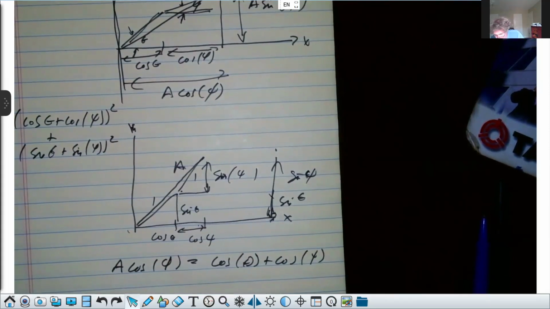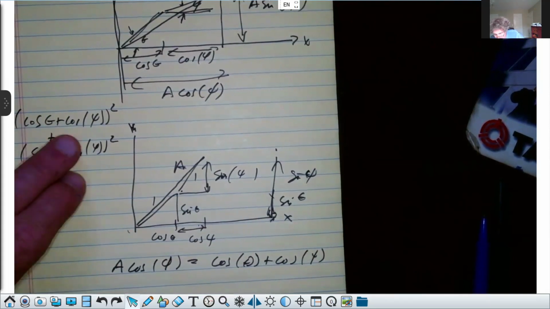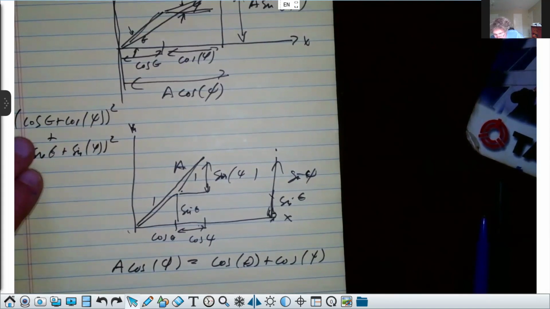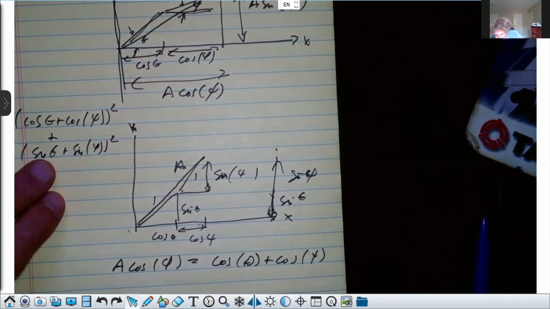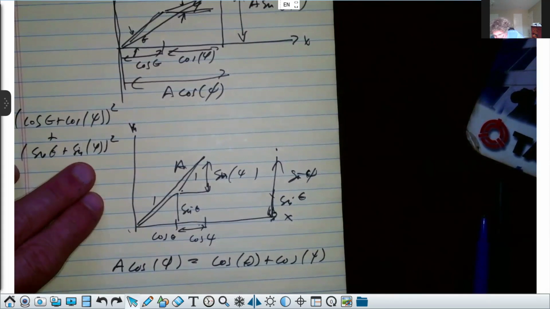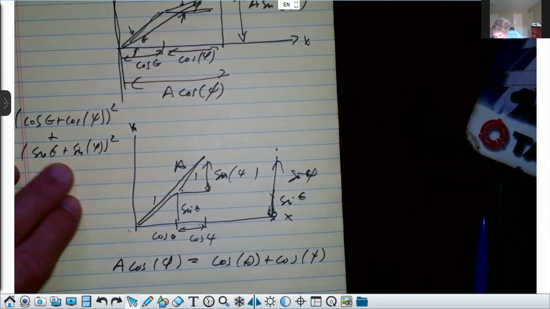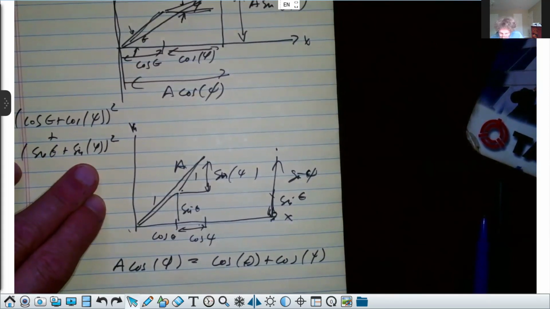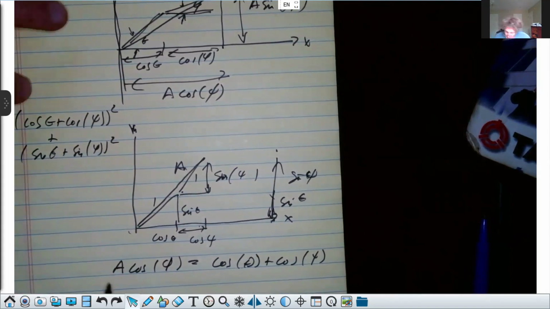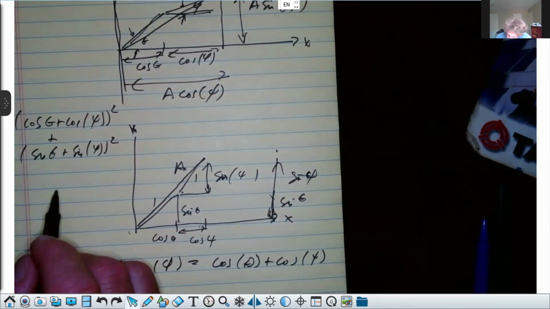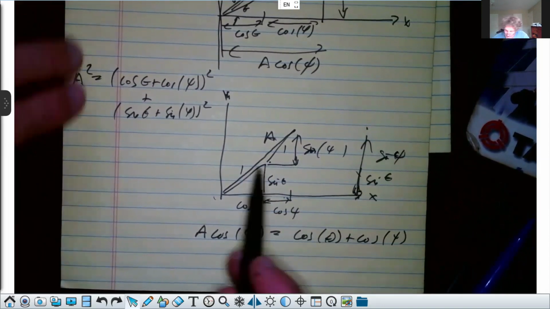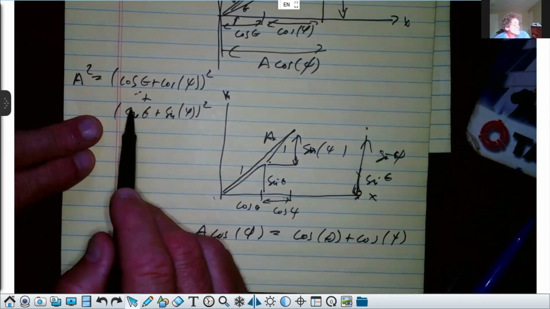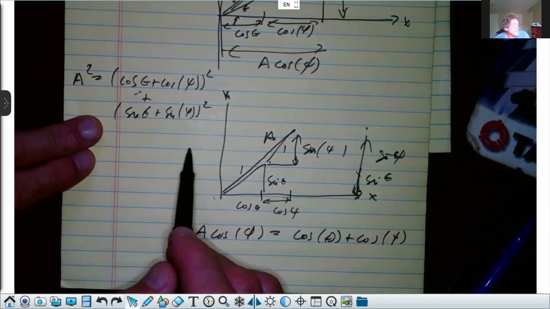Now you're going to get terms where you get cosine squared of theta, cosine squared of psi, but you get plus 2 cosine of theta, cosine of psi, and then you're going to get sine squared of theta plus sine squared of psi. At the end of the day, cosine squared plus sine squared equals 1. Take the horizontal dimension, square it, vertical dimension, square it. That's what I'm showing you right here. That has to be equal to the hypotenuse squared.